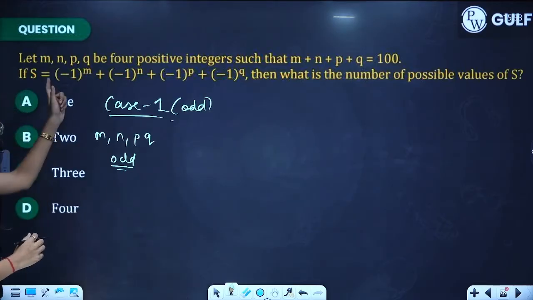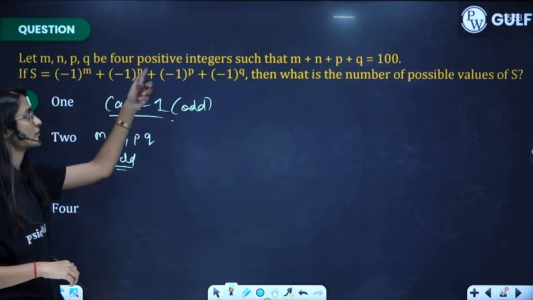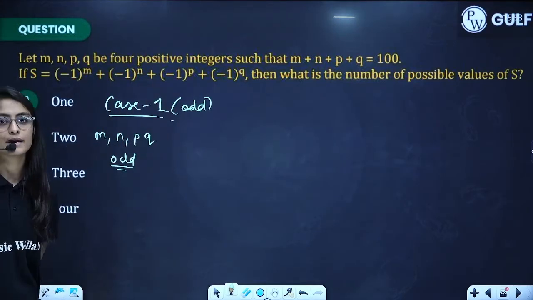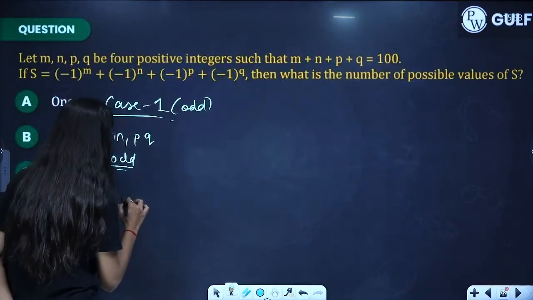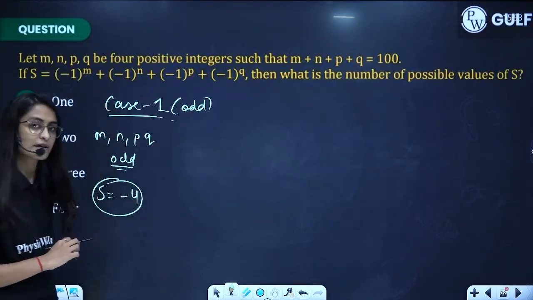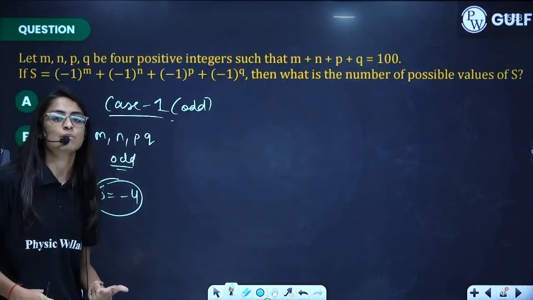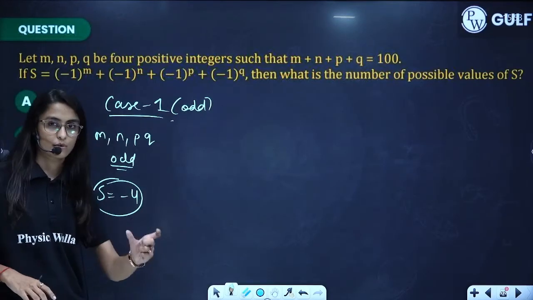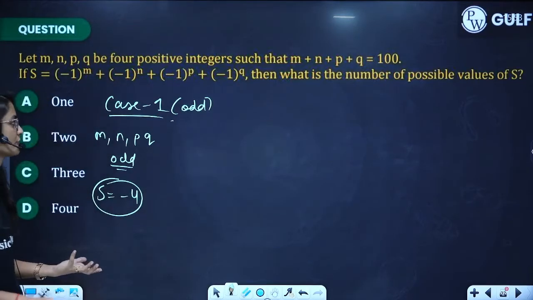So if you substitute minus 1 raised to 25, minus 1 raised to 25, what's the answer you'll be getting? S will be negative 4. Is it? S will be negative 4. You can change the numbers. This 25 as a number, I have taken it for your reference only.